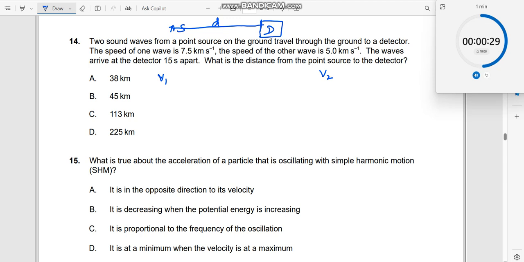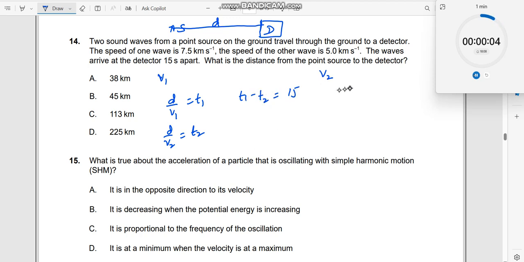Since the sound waves move with uniform velocity, I can write d by v1 is equal to t1 and d by v2 is equal to t2. Now you see this is 5 and this is 7.5. What is given? The waves arrive at a detector 15 seconds apart, which means he has also given you the value of t1 minus t2 is equal to 15.